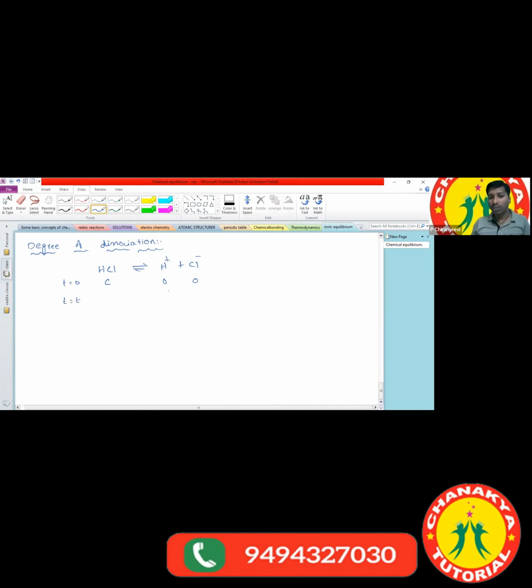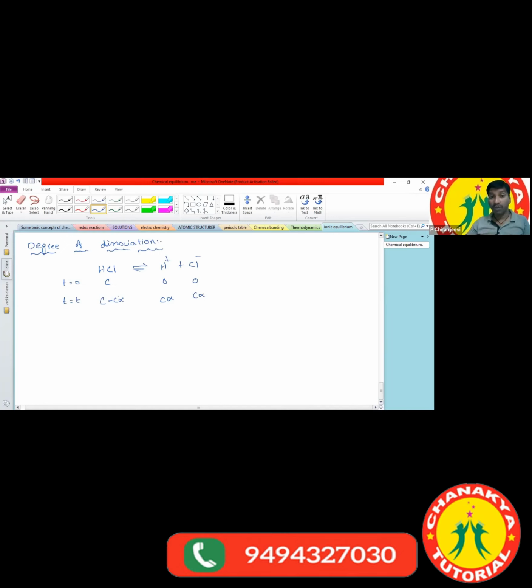If it is dissociated, the concentration of the H plus ions is equal to C alpha, and the concentration of the Cl minus is equal to C alpha. That means how much HCl is going to be consumed? Here, C minus C alpha.